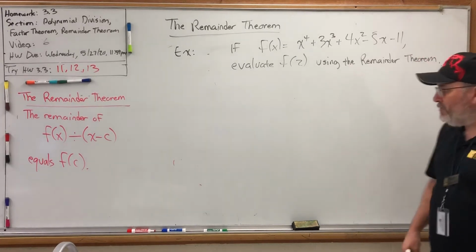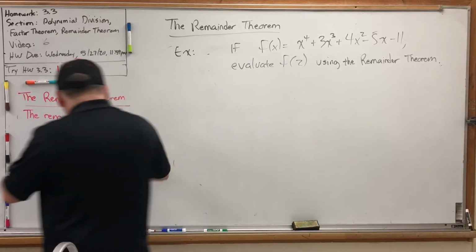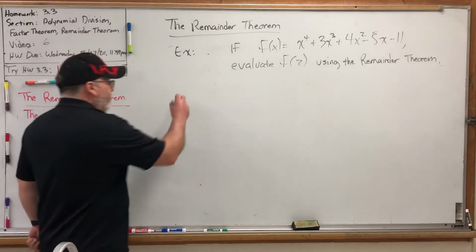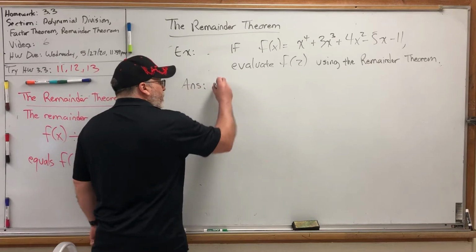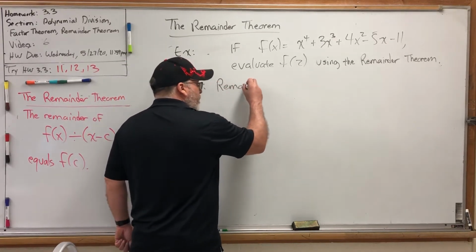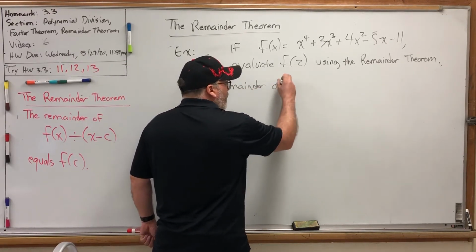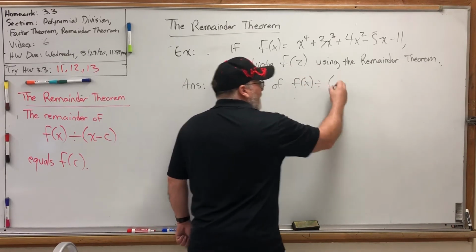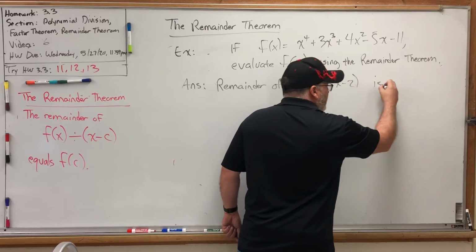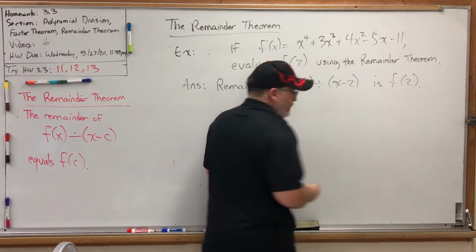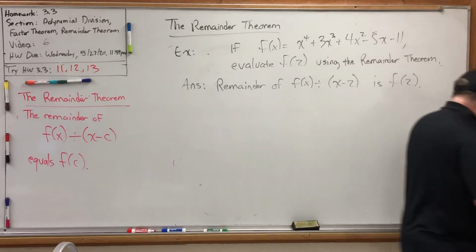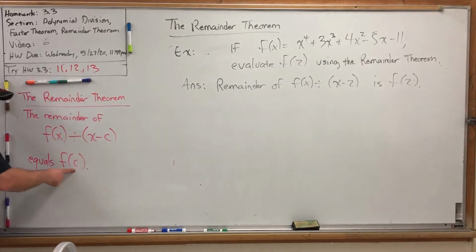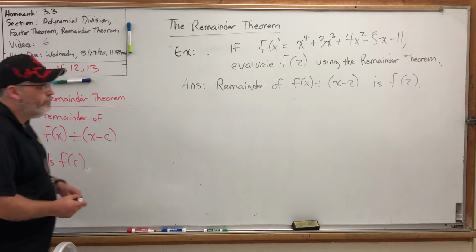Well, all the remainder theorem says is the remainder of this division problem equals this. So what does that mean in the context of this? The remainder of f of x divided by x minus 2 is f of 2. Now why did I say x minus 2? Because the number that's going in here is what's getting subtracted.